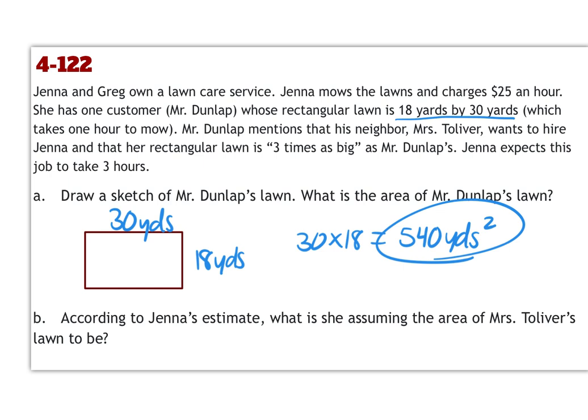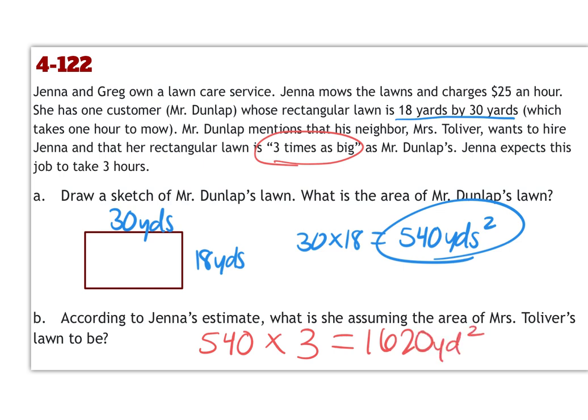If Jenna has been told that Mrs. Tolliver's yard is 3 times as big as Mr. Dunlap's, we know that Mr. Dunlap's is 540 yards squared, and if we have it 3 times the size, she would assume that it would be 1,620 yards squared.